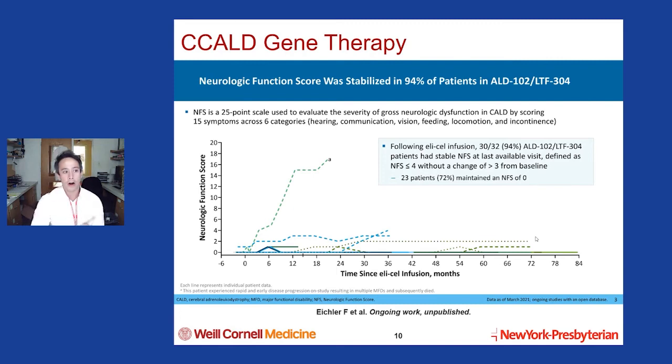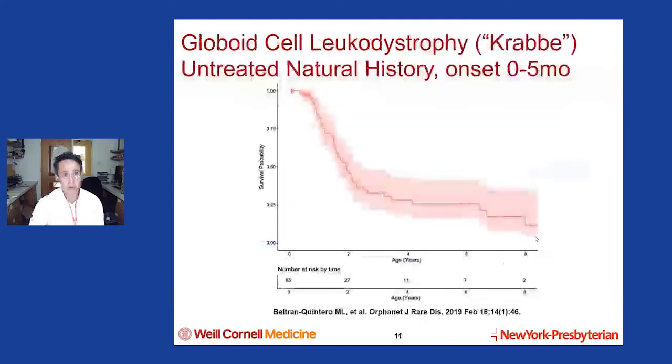So I'm going to move on to Krabbe disease, or globoid cell leukodystrophy. Again, we're going to go back to natural history. What does untreated Krabbe disease look like? Krabbe disease is a leukodystrophy. The gene mutation is in a gene called GALC. It codes for galactocerebrosidase, an enzyme required for appropriate white matter development.